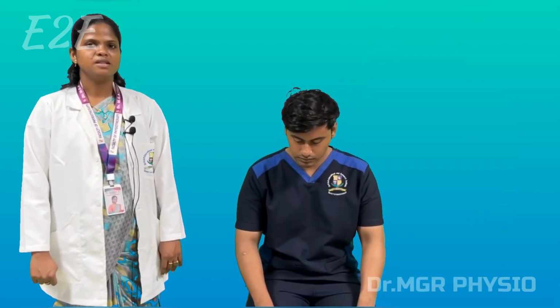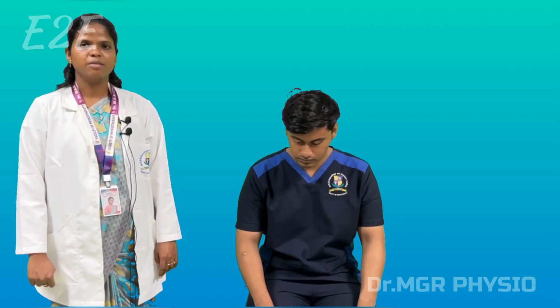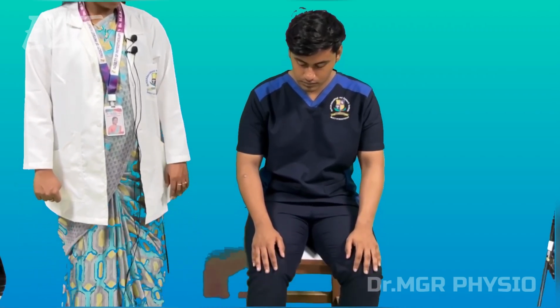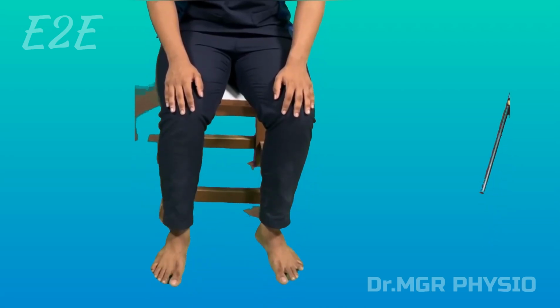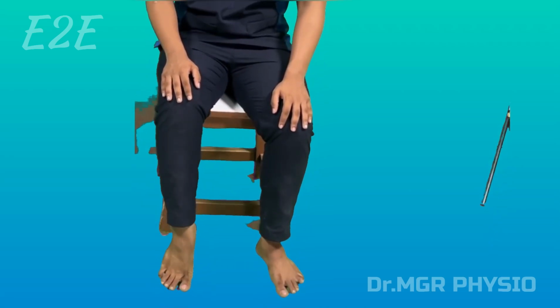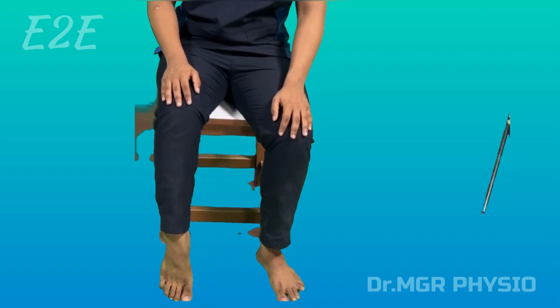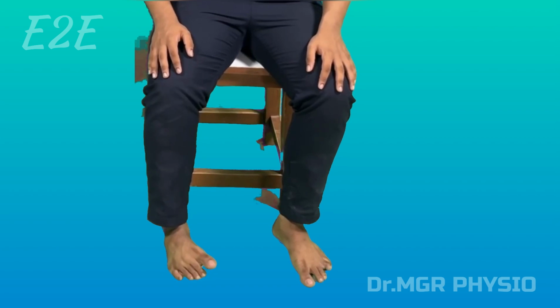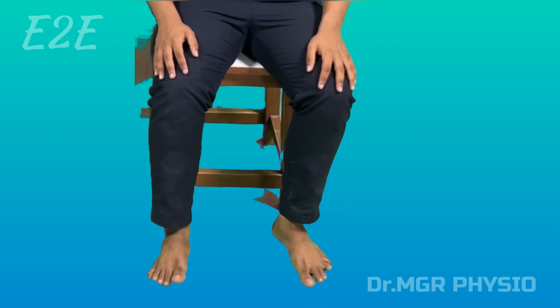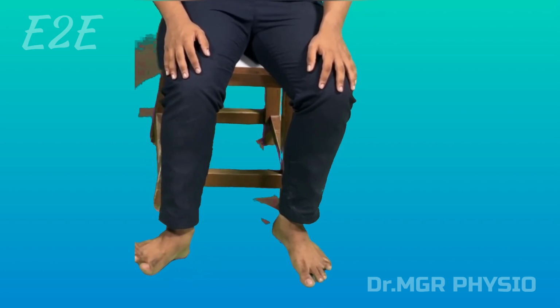So next we will see ankle joint anatomical movements. So first movement is ankle dorsiflexion. Go to neutral. And ankle plantar flexion. Neutral. Next movement is inversion of your ankle joint. Good. Come to neutral. Eversion. Neutral.